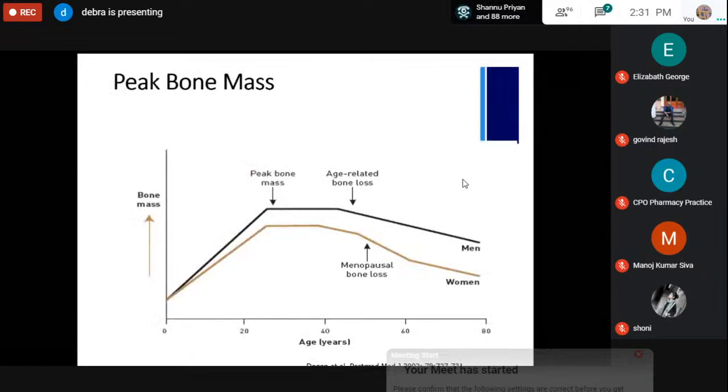So peak bone mass, as I said earlier, is very important to understand, because how much you attain in adolescence and in childhood, that peak bone mass is very important. If you don't attain a good peak bone mass, then that age-related bone loss is exacerbated, because if you are lower on that curve, then as you age, your bone mass will decline to quite low levels.